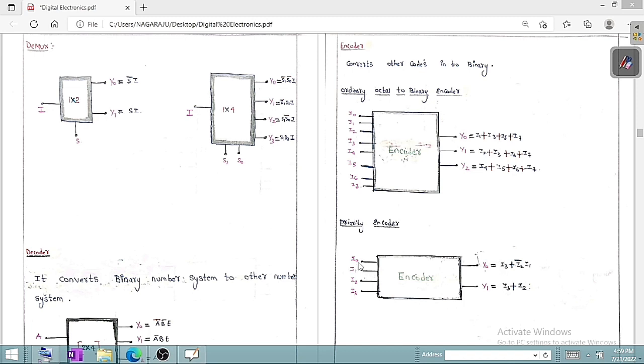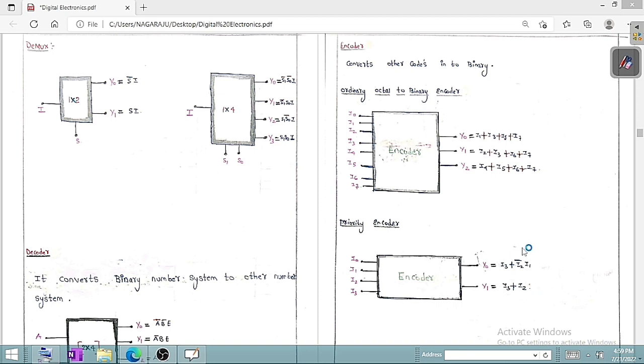Suppose I0 is equal to 1 and all the others are 0, then we are going to get 0, 0. Suppose I1 is equal to 1 and I0 can be anything, a cross, and the other inputs are 0, then we get the output 0, 1. Similarly, for I2 equal to 1 and the lower inputs can be anything, cross, but I3 should be 0, then we get 1, 0. Similarly, for I3 equal to 1, the others can be anything, cross marks, then we should get the output 1, 1.